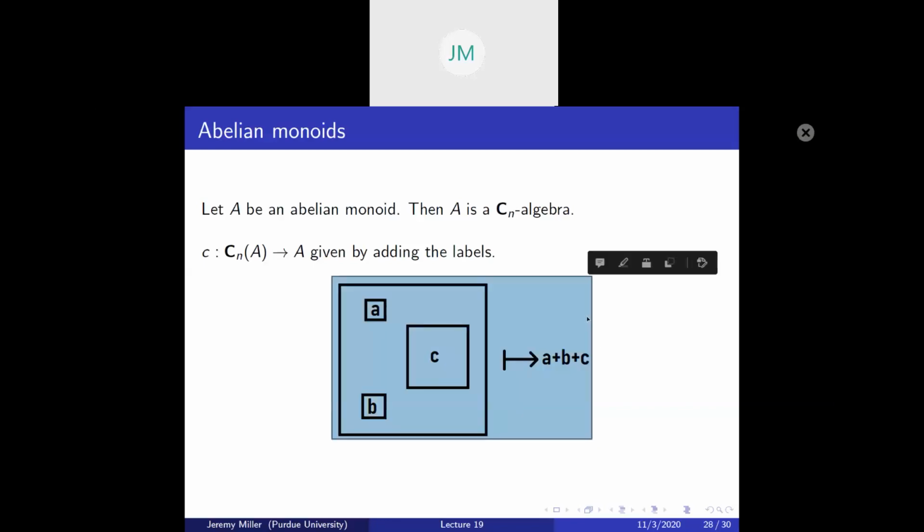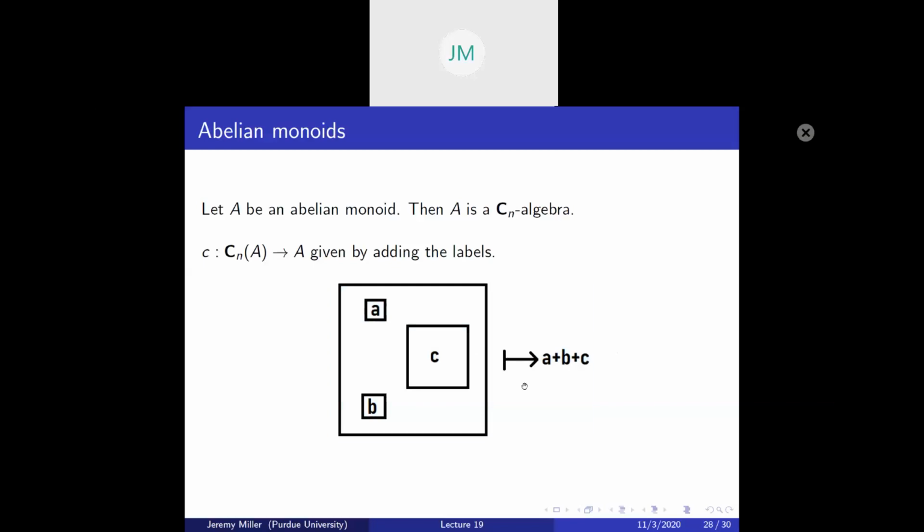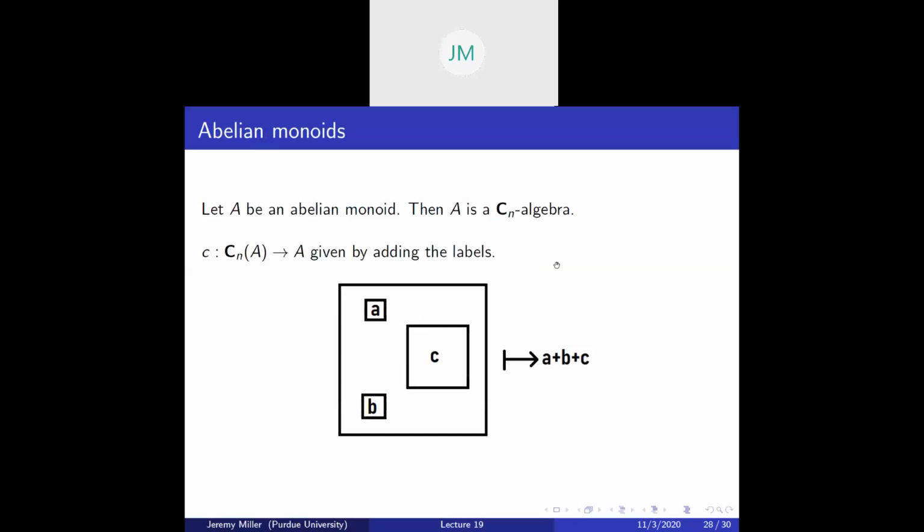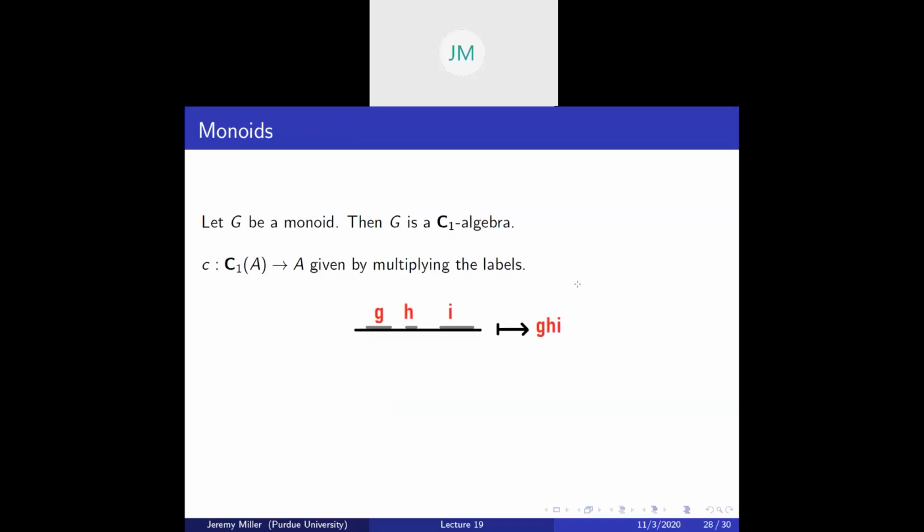Yeah, you don't know. Like how do you define the order if you don't know, like by the picture? Yeah, the picture doesn't tell you the order, but in one dimension, the picture does tell you the order. So monoids give you C1 algebras, and abelian monoids give you CN algebras for all n. So CN algebras, as n gets bigger, are sort of more and more commutative up to homotopy.